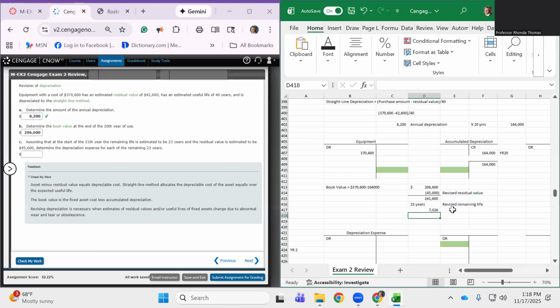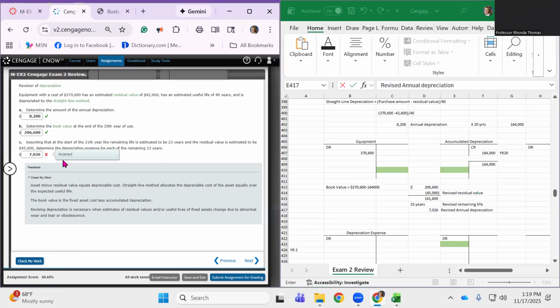And I got $7,026 is the revised annual depreciation. If I got it right, let me try it. I may have made an error. It's always possible. 7,026. Let's see. Nope. Okay, it didn't like it. Just a second. Let me see what I'm doing wrong here. All right, this is going to be for revising it. Just a minute. We'll find it.